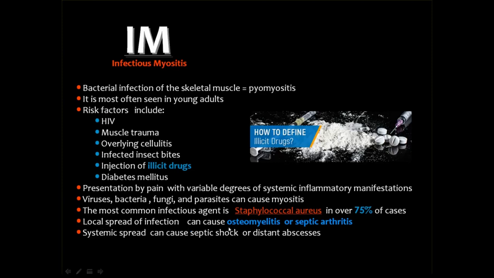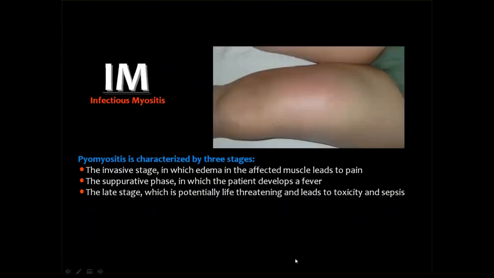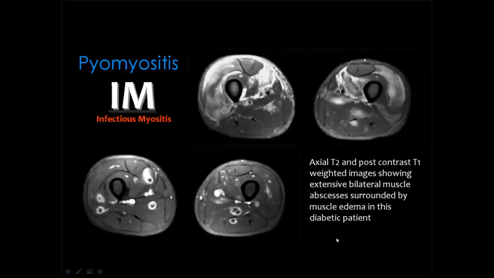Then the inflamed muscles may transmit the infection to the adjacent bone, resulting in osteomyelitis, or the adjacent joint, resulting in septic arthritis. Then pyomyositis is characterized by 3 stages. The invasive stage, where there is edema in the affected muscles leading to pain. Then the suppurative stage, where the patient develops fever, and the late stage, which is life-threatening and may lead to toxicity and sepsis.